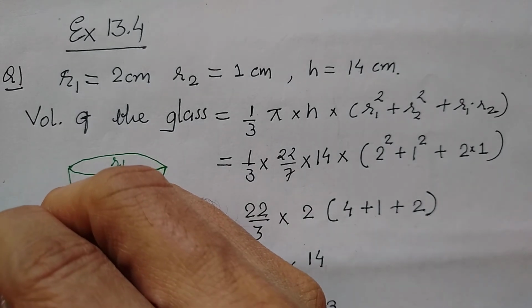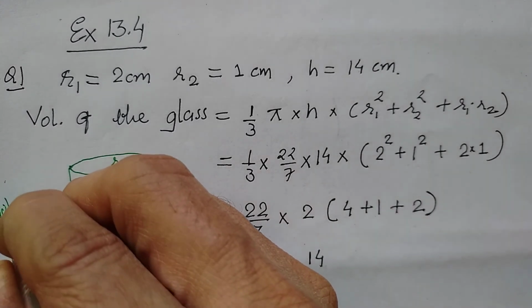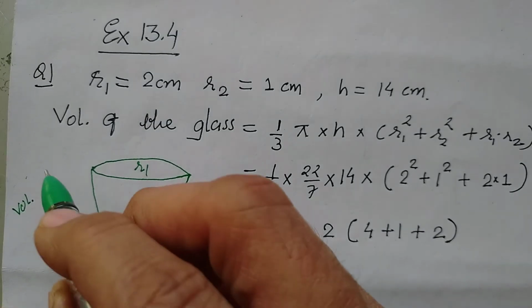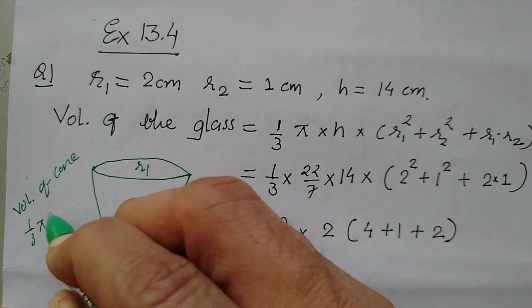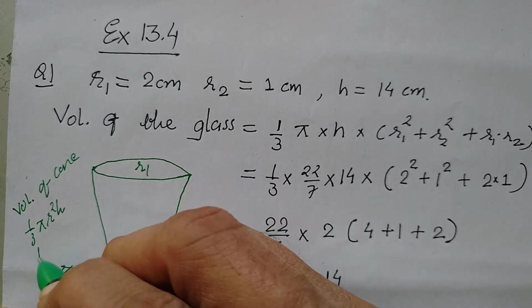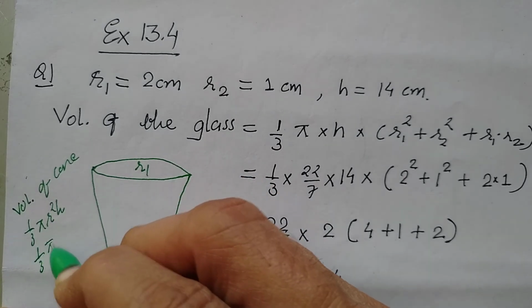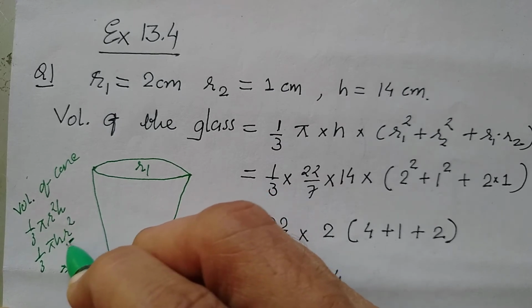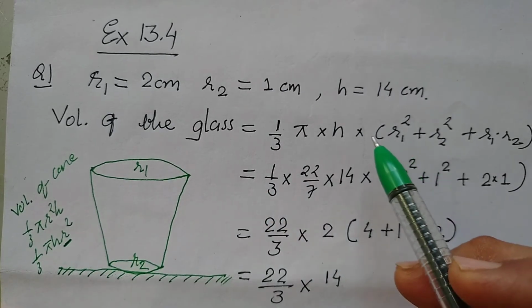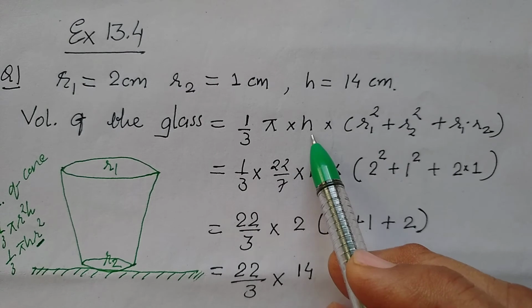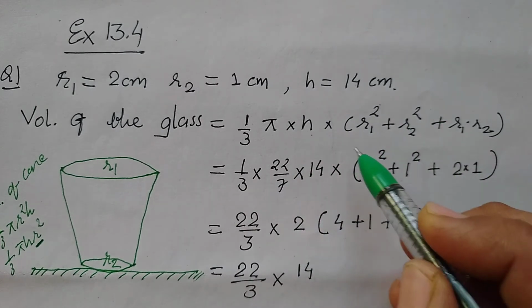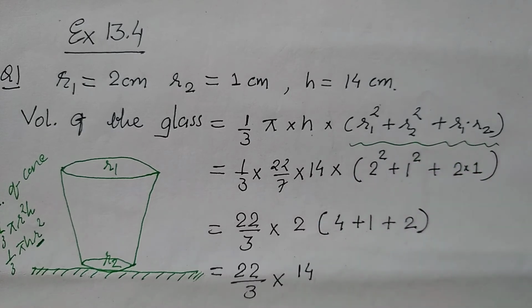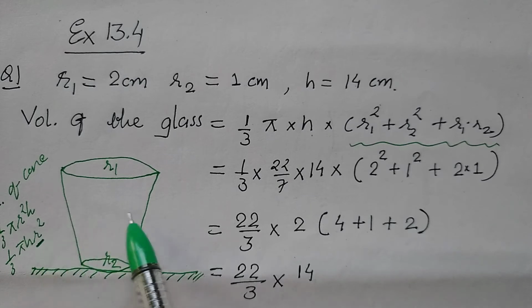So children, the volume of a cone we know, this formula: volume of cone is 1/3 pi R square h. That can be written as pi h R square. So this R square is here. 1/3 pi h (R1 square plus R2 square plus R1 into R2). You have to remember this portion only. 1/3 pi h is common in both cone and frustum.